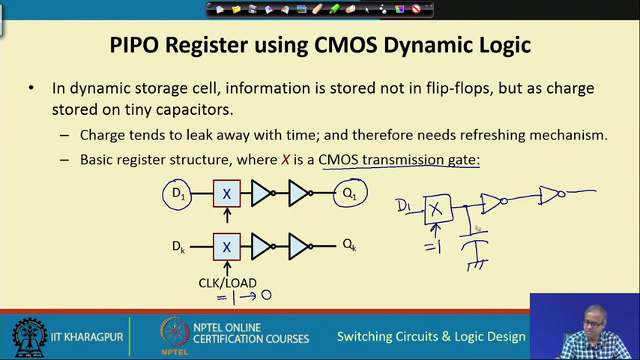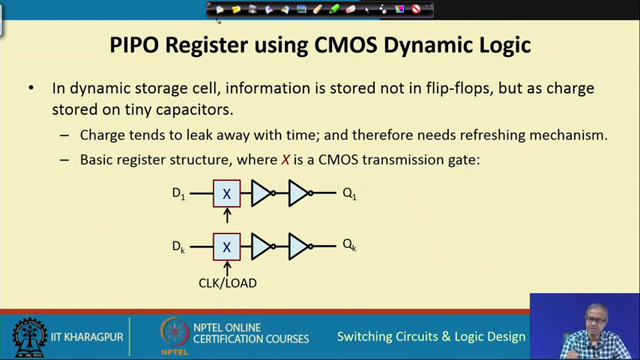So, this capacitor does not have any path to discharge, but of course, there will be some leakage path, very slowly it will discharge, but the data will get stored in the capacitor. There are two inverters because whatever you are storing there, the same value I want here. So, two inversions will cancel each other. Okay. So, this is a simple storage. If you want a k bit register, there will be k such D 1, D 2 to D k, right. This is a very simple PIPO register using CMOS dynamic logic.